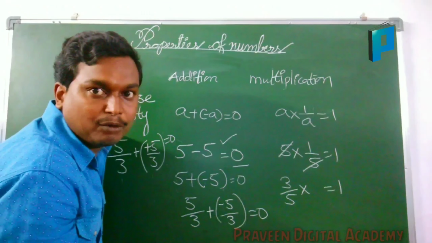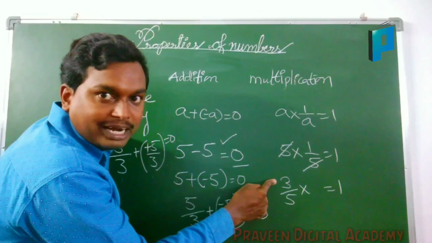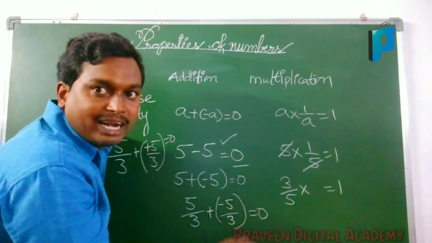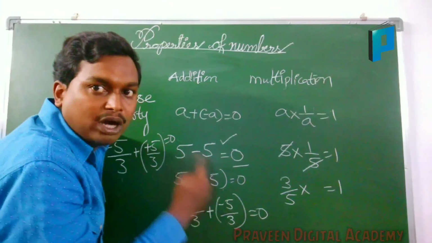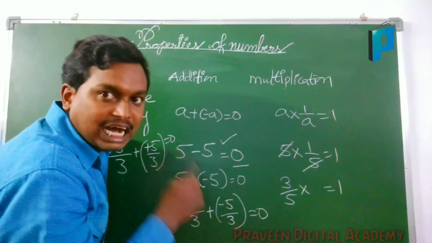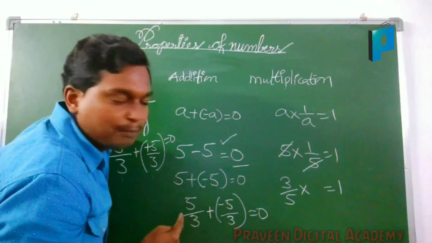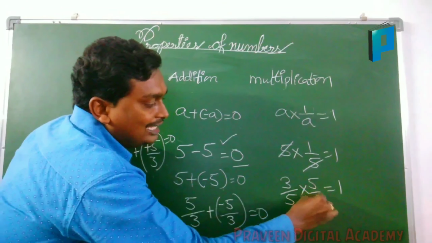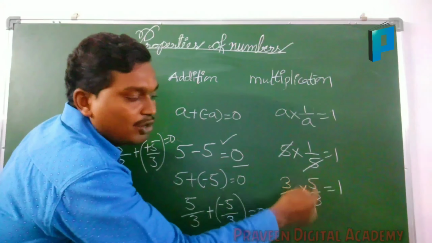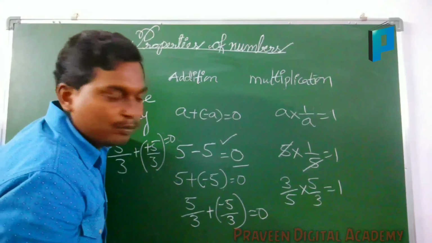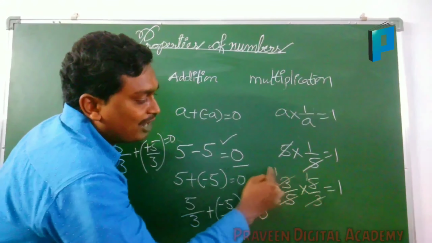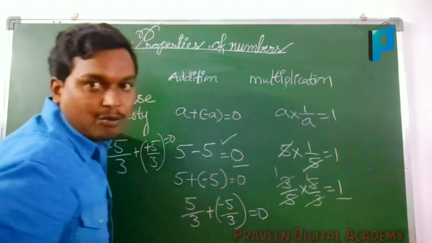What is called a reciprocal? 3 is called the numerator, 5 is called the denominator. Reverse this numerator and denominator, and whatever number we get, we call it the reciprocal. What is the reciprocal of 3 by 5 here? 5 by 3. Reversing these numbers, we get the reciprocal. Now look here: 3 ones are 3, 5 ones are 5. 1 into 1 is always 1.